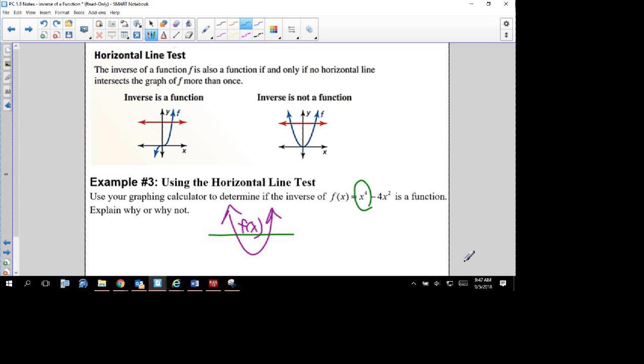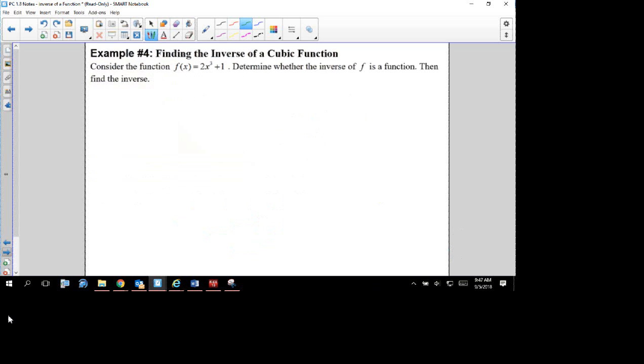It's not going to be a function when you flip it. So this one here, we're not going to go through this whole example. Let's just look at the graph or the equation. f of x equals 2x to the third plus 1. So we know what cubic looks like. Do we know what cubic looks like? Okay, and then multiply that by 2. What's going to happen?